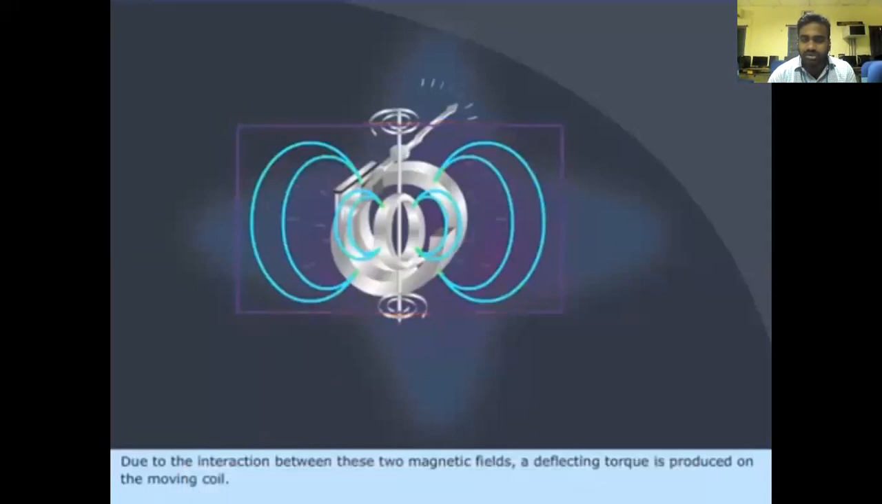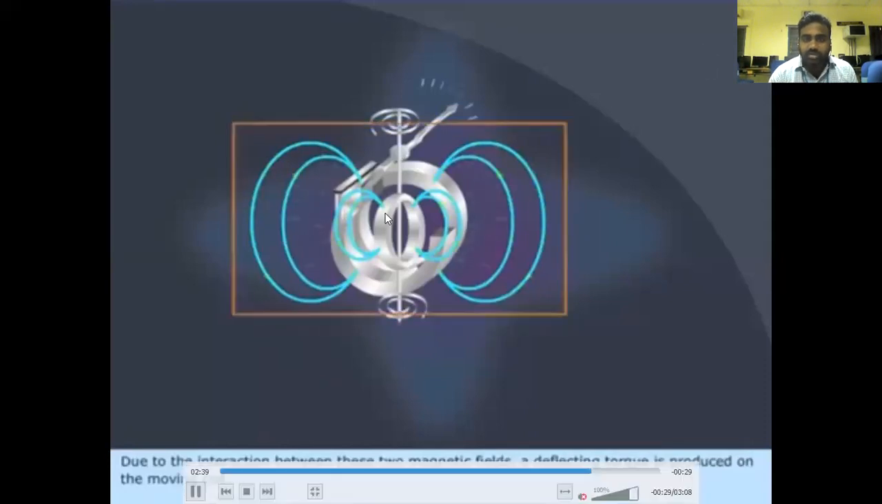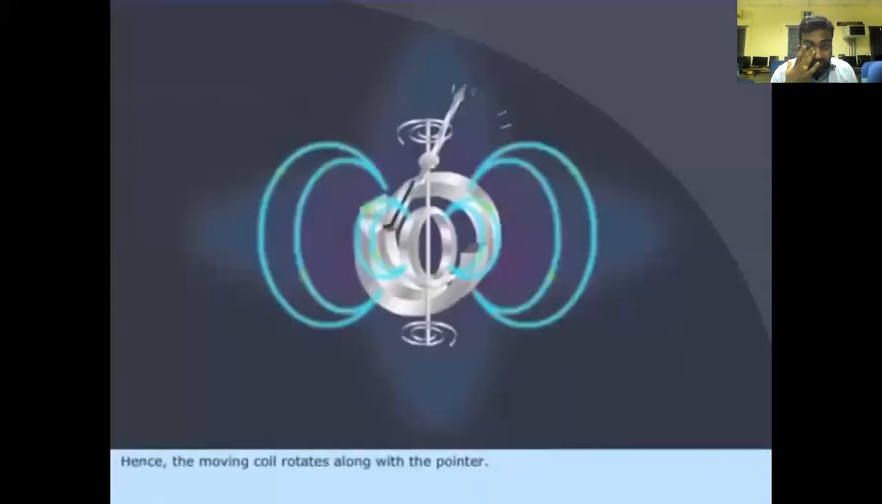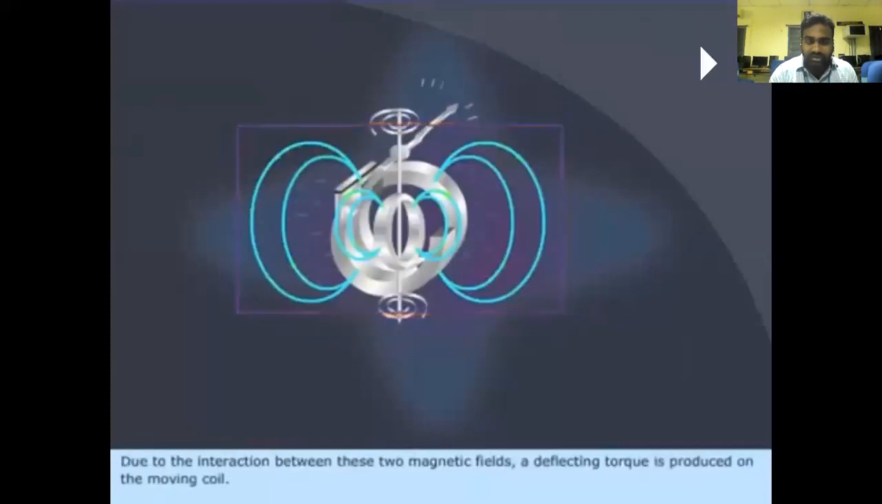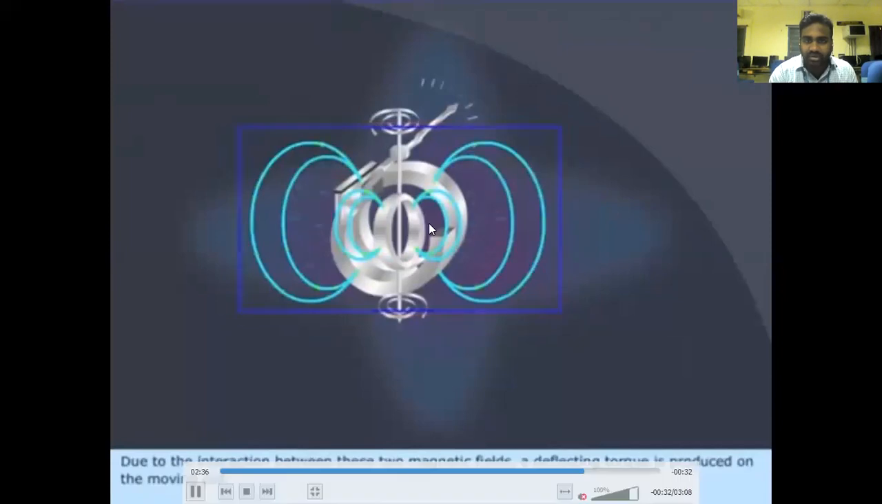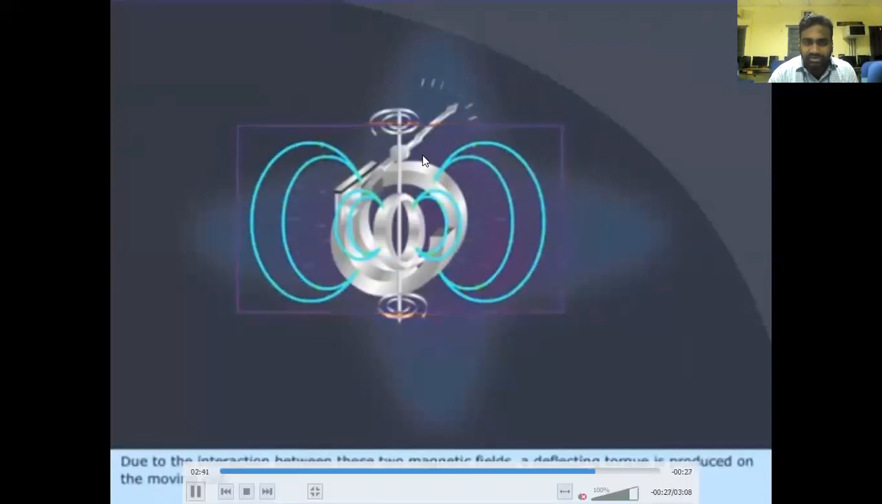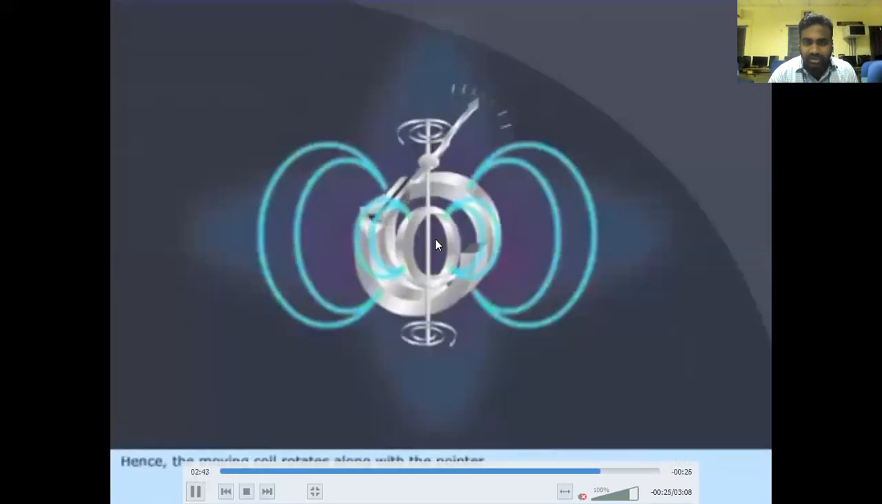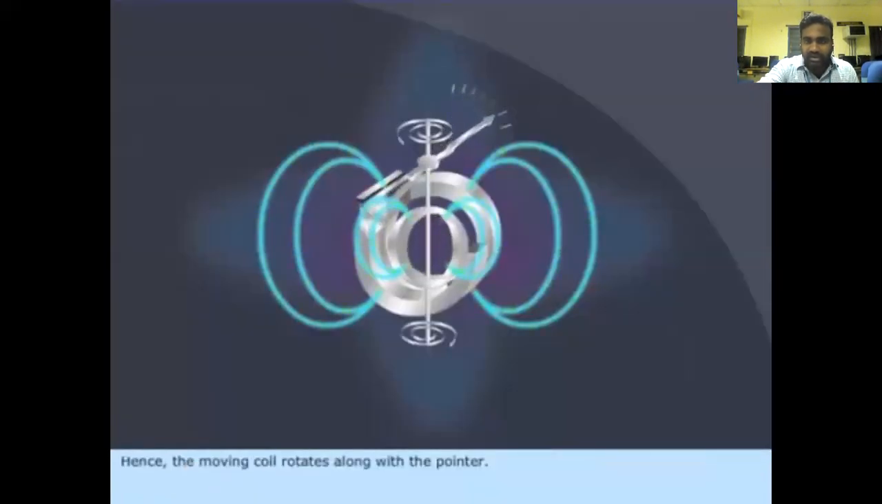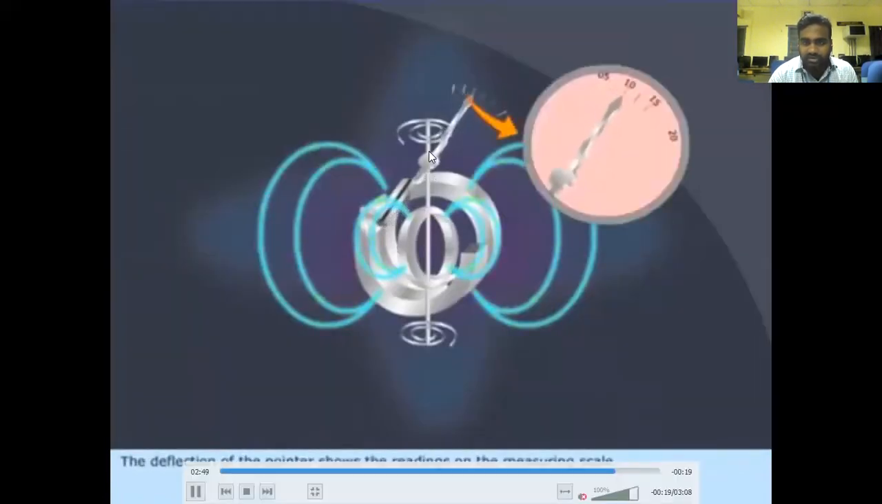Due to this continuous interaction between two magnetic fluxes, a force is created. That force is nothing but the deflection torque in the moving coil. There is a continuous interaction between the fixed coil flux and the moving coil flux, and that makes the moving coil deflect and the needle rotate. That is how the needle is rotated.